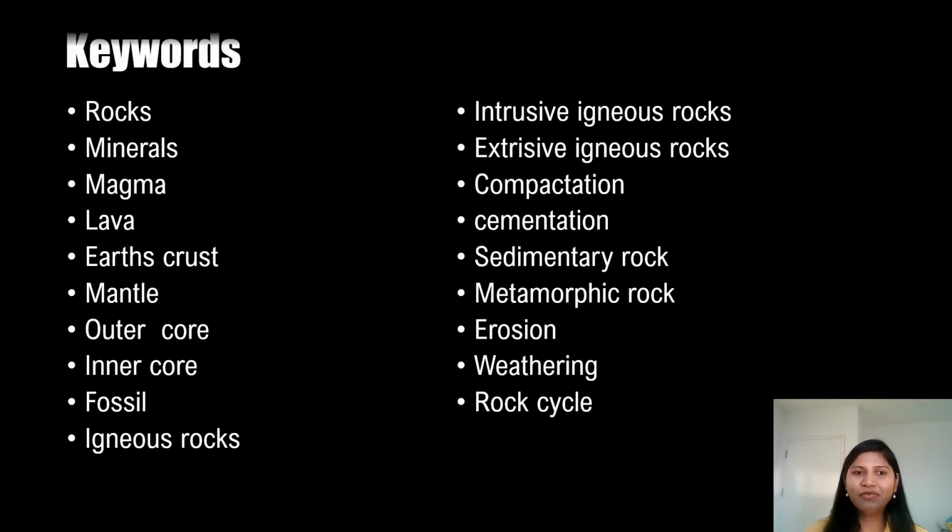Here are a few of the keywords which we are going to focus on in today's lesson. Let's begin with our first keyword, that is rocks. That is the name of our topic. We can see rocks everywhere. Minerals: rocks are made up of more than one mineral.